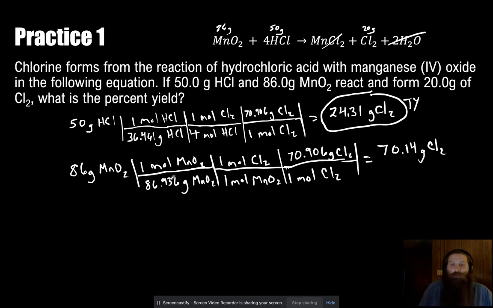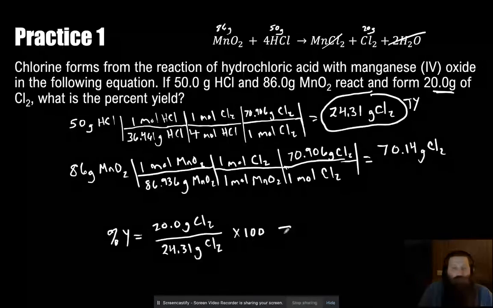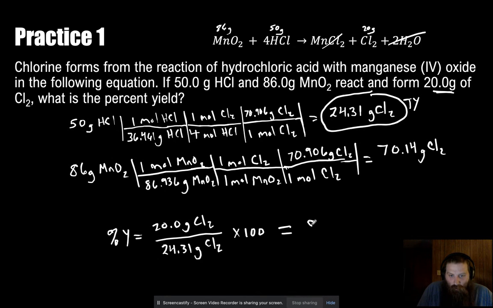That's not what the question asked for, right? The question asked for percent yield. So now that we have our theoretical yield, we have AY in the problem. So we know that percent yield equals 20 grams of Cl2 divided by 24.31 grams of Cl2 times 100, and that's going to be an 82.27% yield, and there's our final answer.